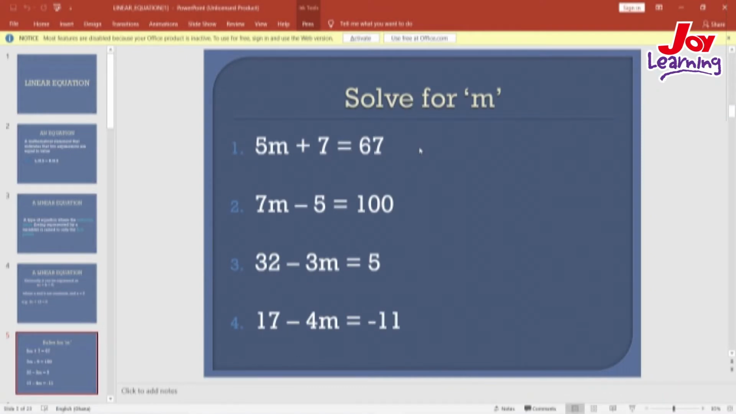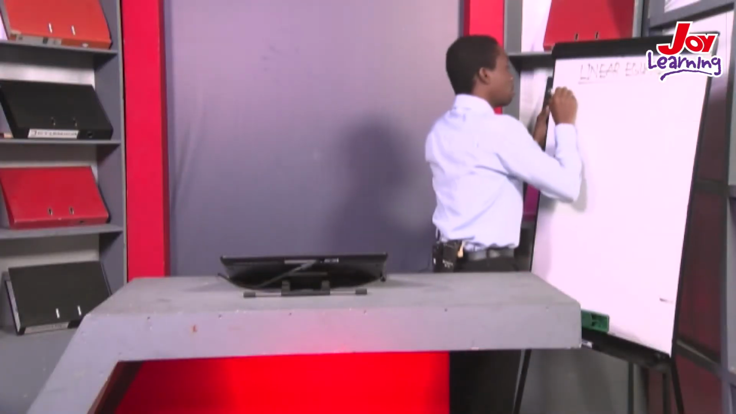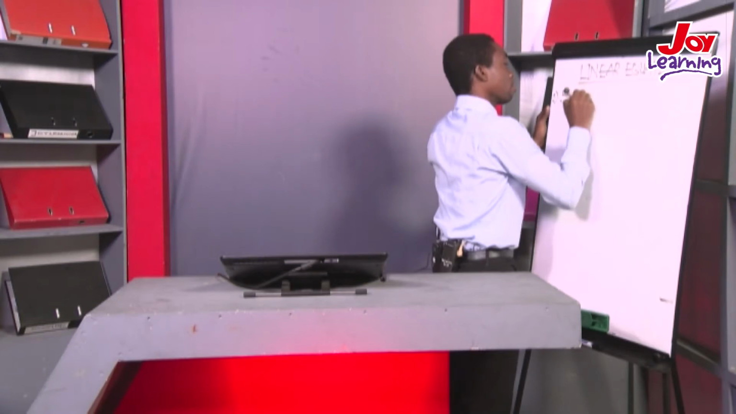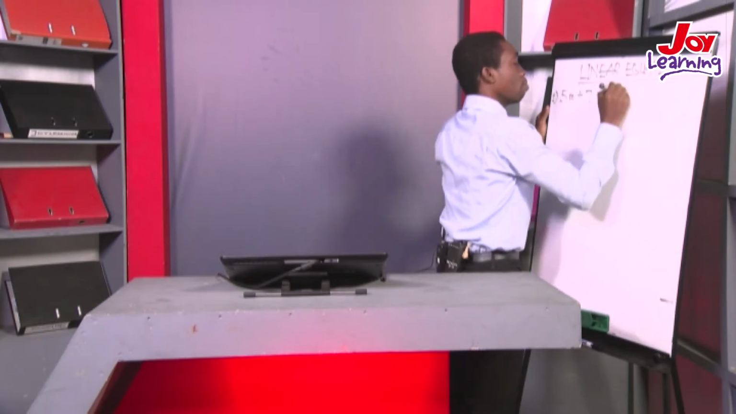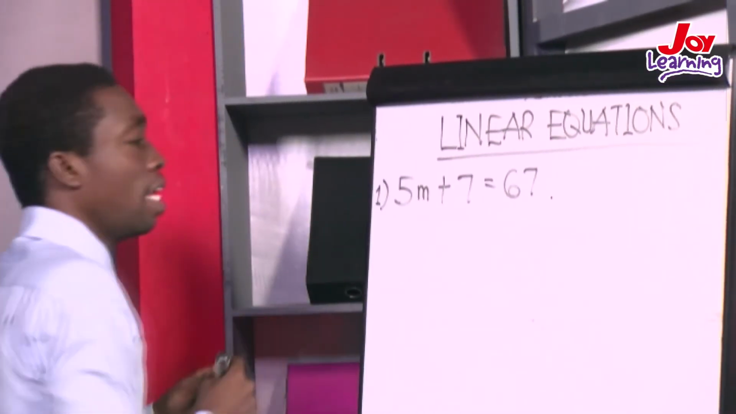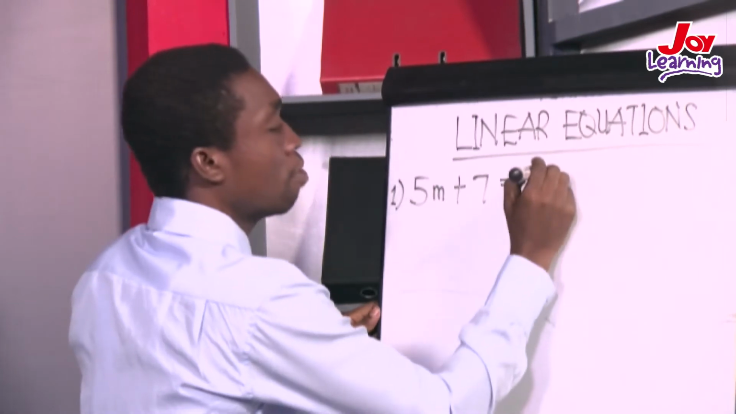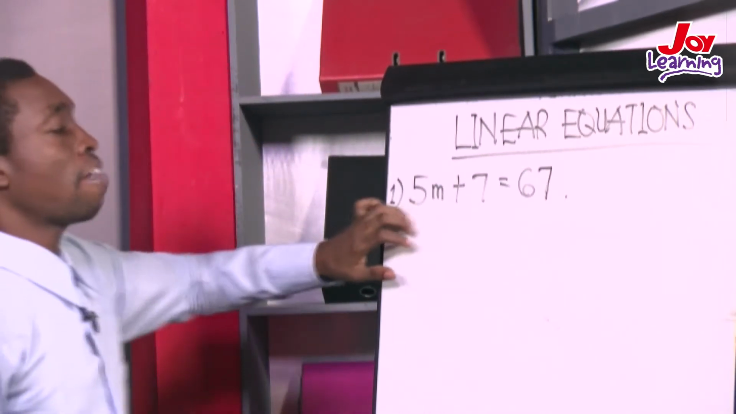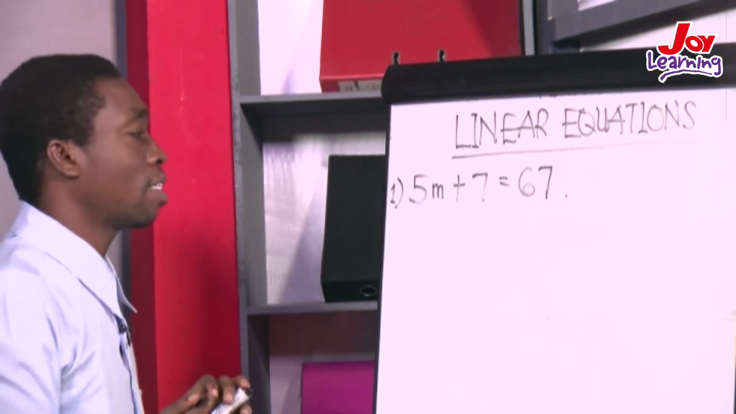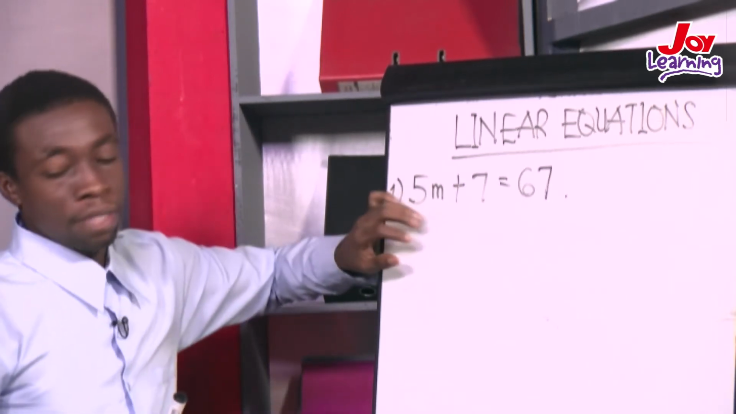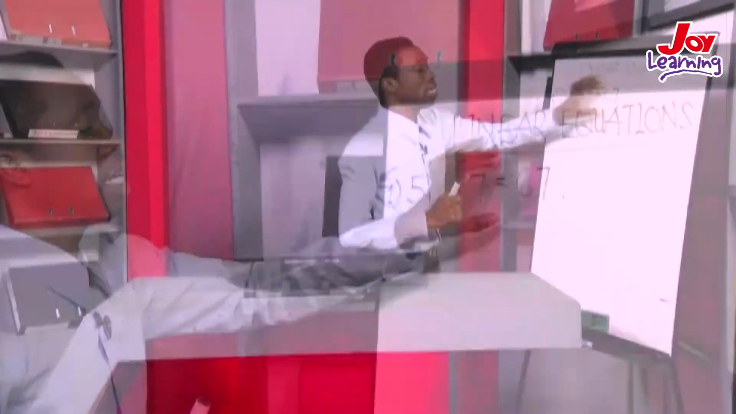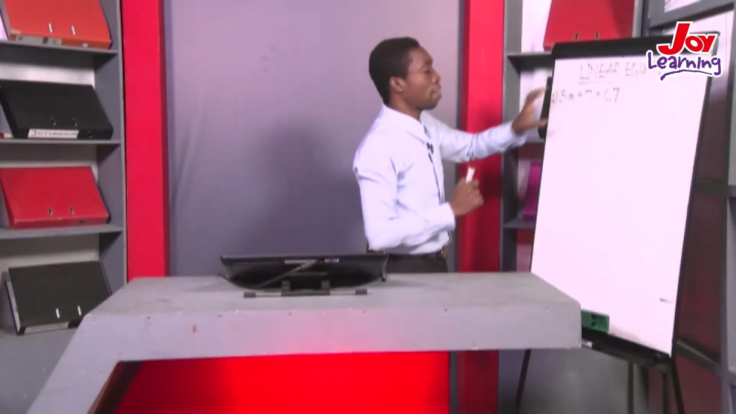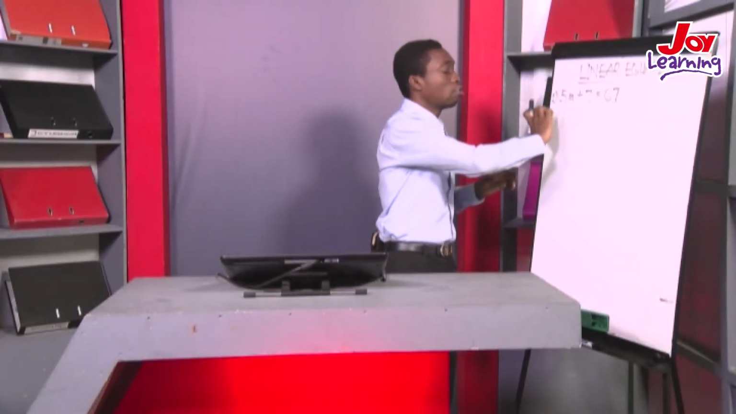For number 1, we have 5m plus 7 equals 67. It's quite familiar ground for most of us, but nonetheless, let's go through it again. So we have 5m plus 7 to give us 67. We want the value of m that will make this equation accurate, or make it true.